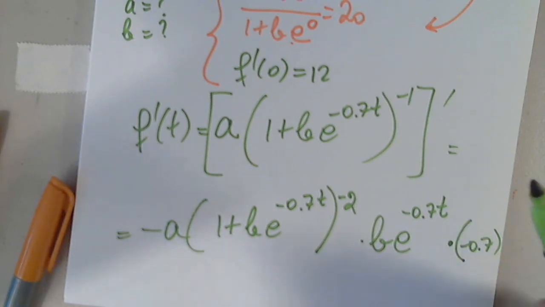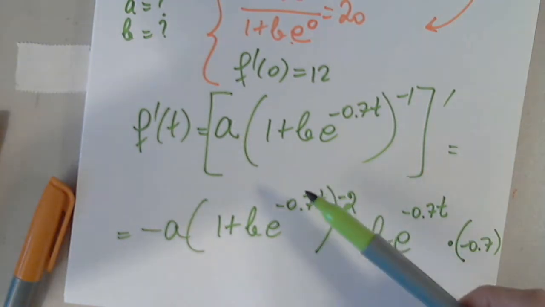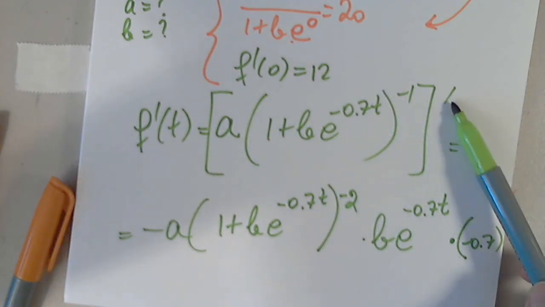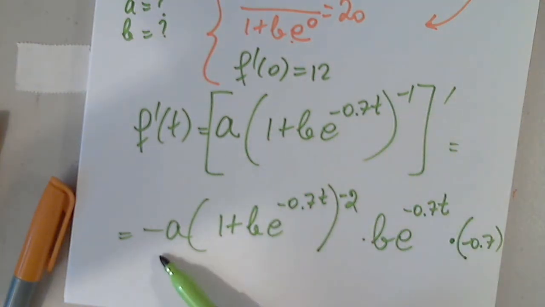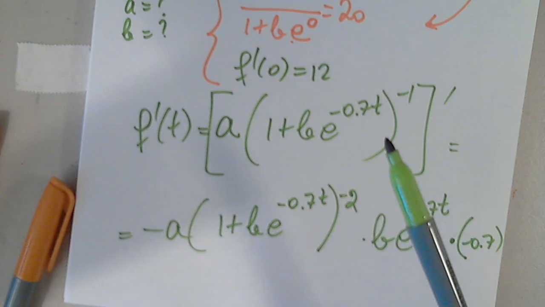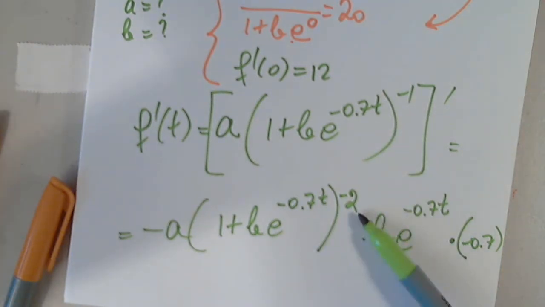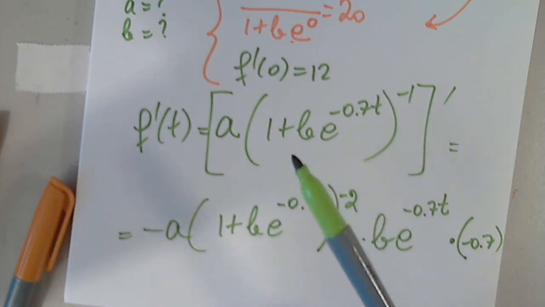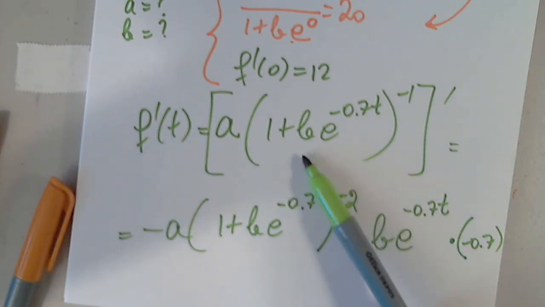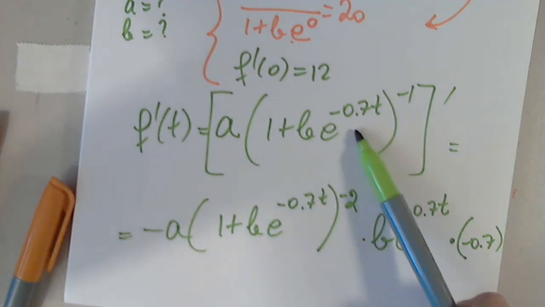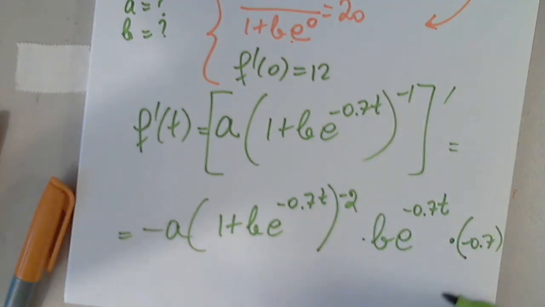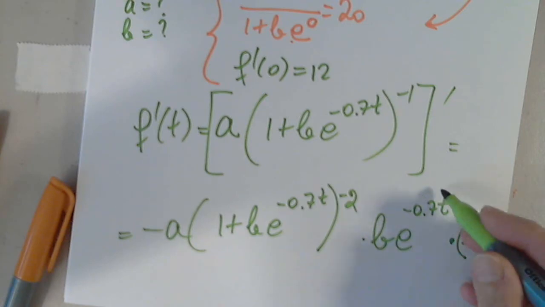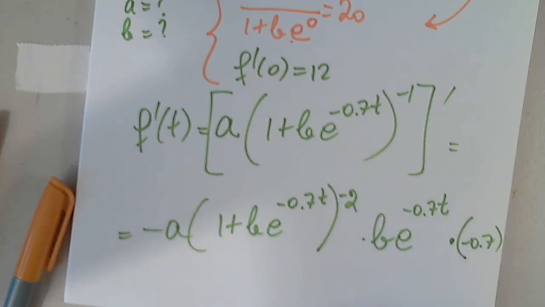so one more time, I replaced 1 over by the expression to negative 1. And now I'm ready to differentiate. I bring down negative 1, I multiply by a. I subtract 1 from the power. And now I differentiate the inner function. 1 prime is 0, b stays b because it's a constant, times this function prime, which is e to u, e to a function, times the inner function prime, which is negative 0.7.